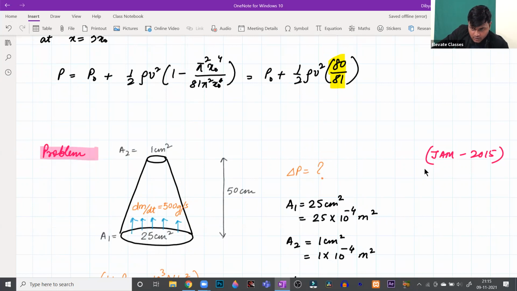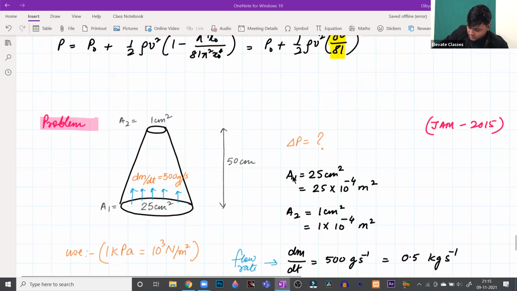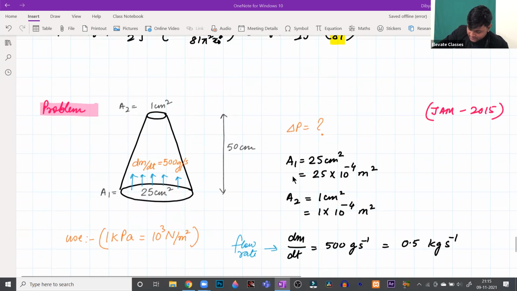Keshav, your answer is not correct. So use the SI units to convert everything to meters and kgs, and use 1 kilopascal is equal to 10 to the power 3. So give me the answer in kilopascal.